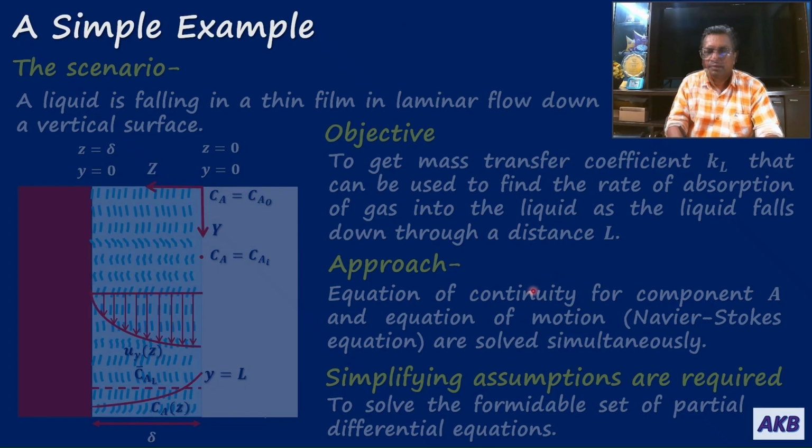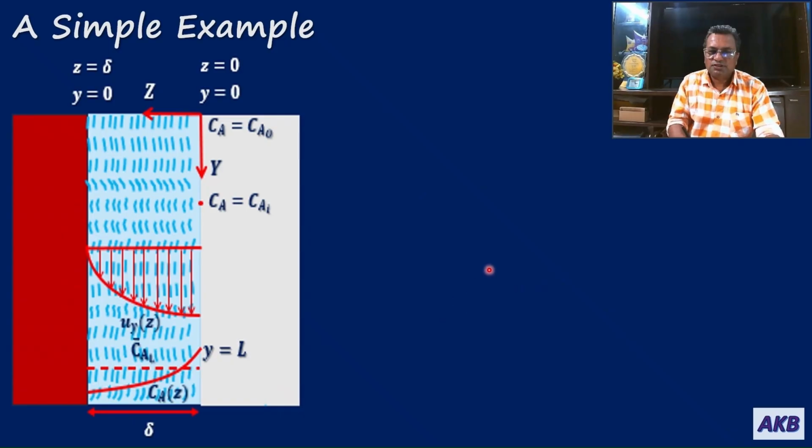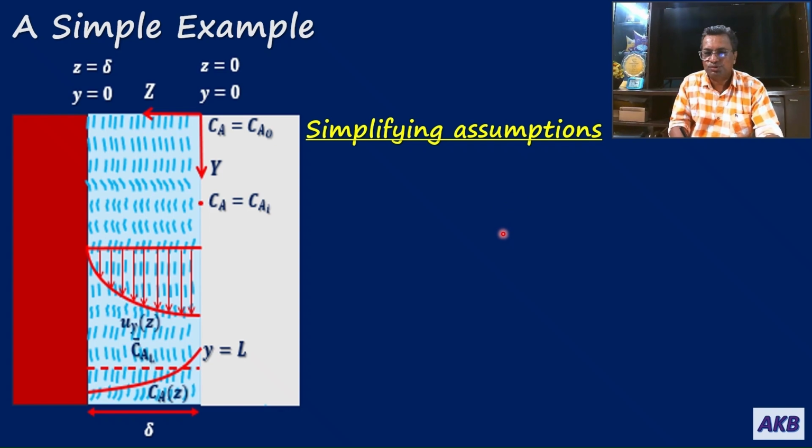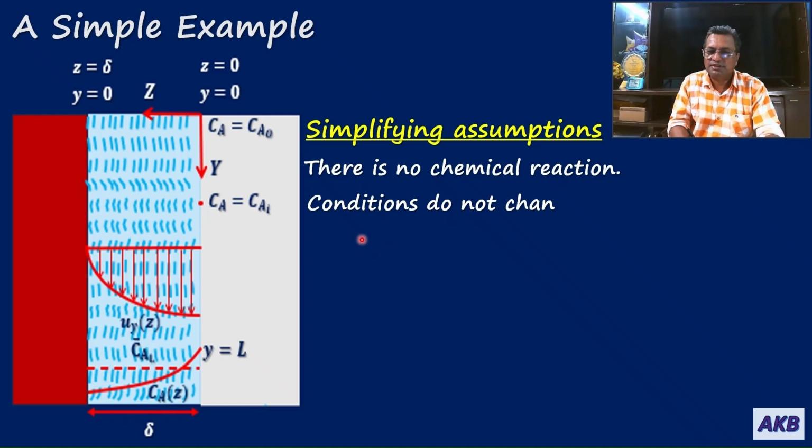Let us move ahead. Now let us know those simplifying assumptions. What simplifying assumptions will we be using in the discussion? Let us first list them. First, there is no chemical reaction. Second assumption is that conditions do not change in the x direction. We have shown the z direction and the y direction. The x direction in this case is perpendicular to the plane.